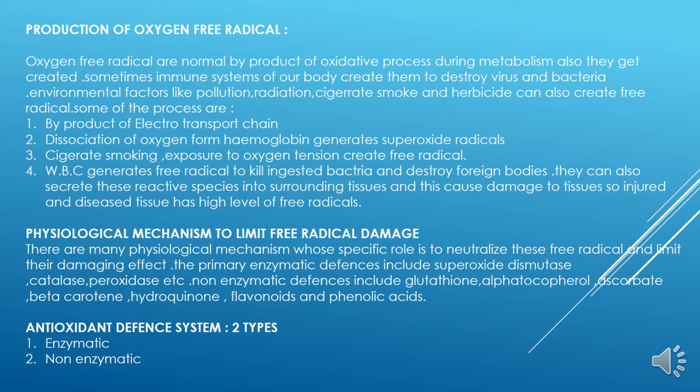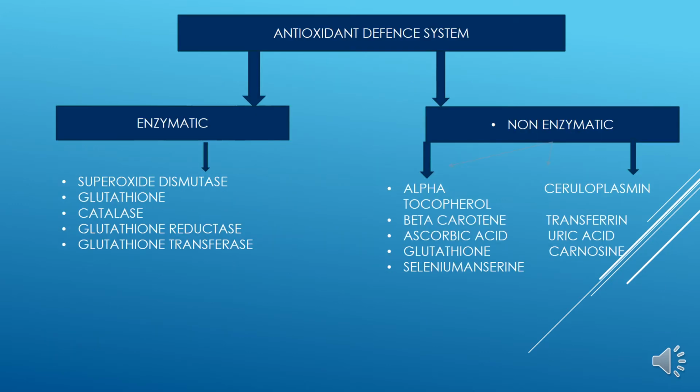Antioxidant defense systems are of two types. One is enzymatic, the second is non-enzymatic. In the enzymatic antioxidant defense system we have superoxide dismutase, catalase, glutathione reductase, and glutathione transferase.